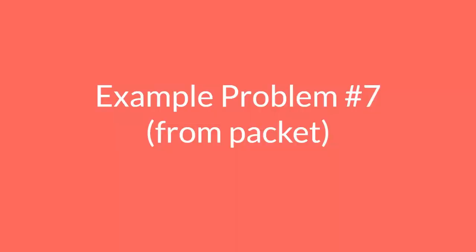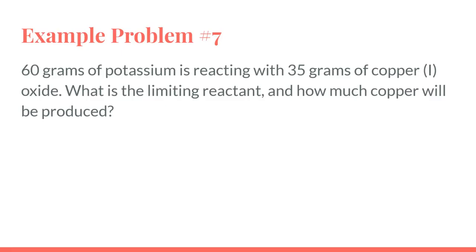And then we are going to go ahead and get into the example problem number 7 from your packet. So this problem states that 60 grams of potassium is reacting with 35 grams of copper 1 oxide. What is the limiting reactant and how much copper will be produced?